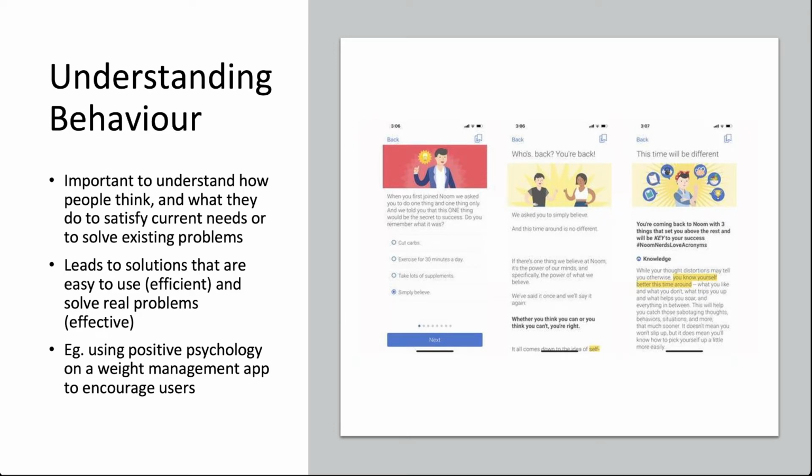Instead, if you look at this slide here, there are some lines that, for example, ask you to simply believe. When you first join Noom, we ask you to do one thing and one thing only, and we told you this one thing is the secret to success. Then you come back to Noom with three things that set you above the rest and are key to your success. So what this slide is trying to do is encourage you, to tell you that you're on the right track. You are here because you want to solve the problem. So this is making use of positive psychology. This is important for a weight management site, because it encourages you to come back.